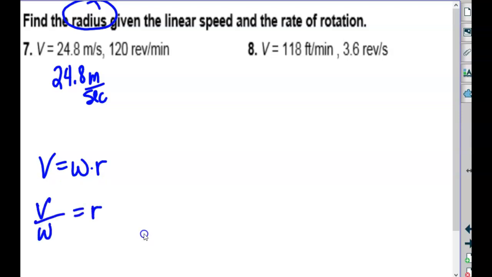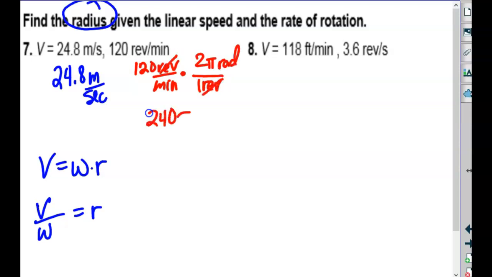Yes? Okay. The problem is this is not right. They're trying to trick us. 120 revolutions per minute we cannot use until we change it to what? Radians. So 1 revolution is 2 pi radians. So we get 240 pi, don't lose that pi, radians per minute is the angular speed. And the linear speed was this one. So what are we supposed to do with those in the end?